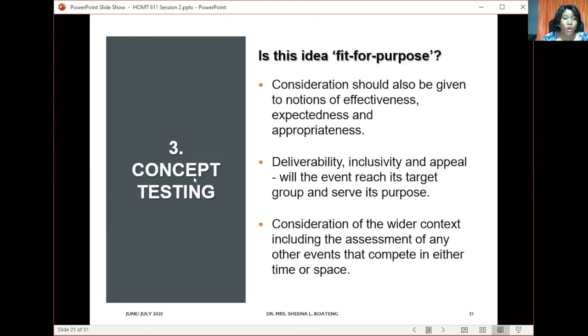So in concept testing, we are saying that consideration should be given to the notions of effectiveness, expectedness, and appropriateness. Because an event idea may be plausible, it may be original, it may be authentic, it may be something that you think is unique. However, it may not be something that you can effectively pull off. And perhaps it may not even be appropriate.